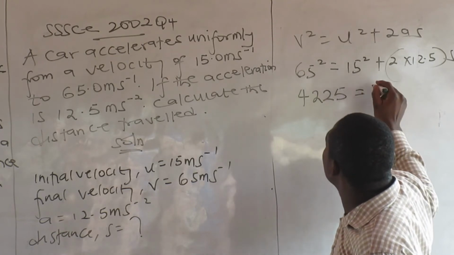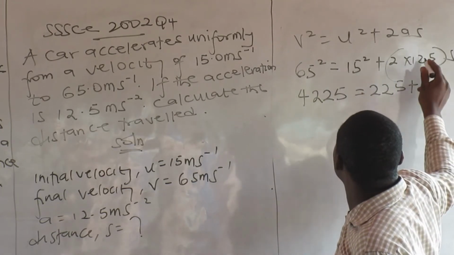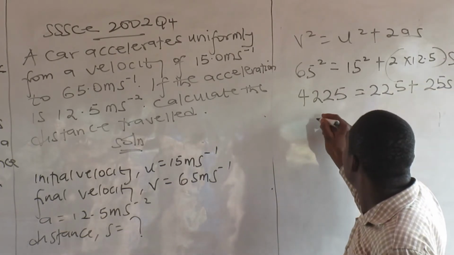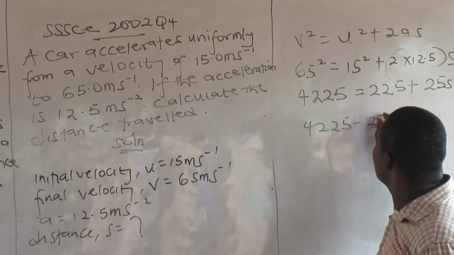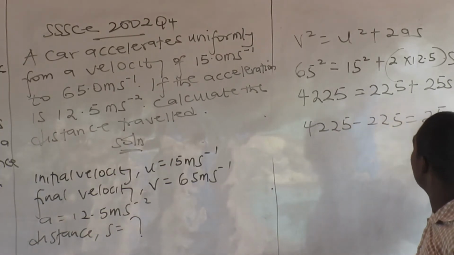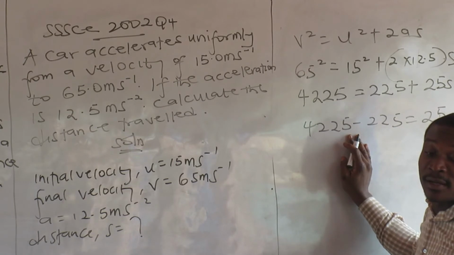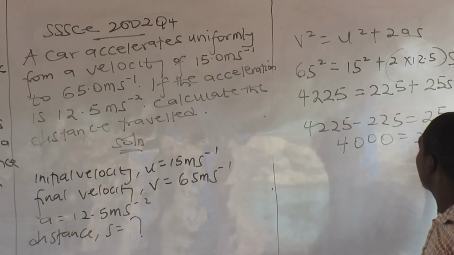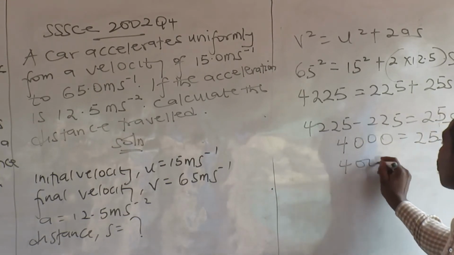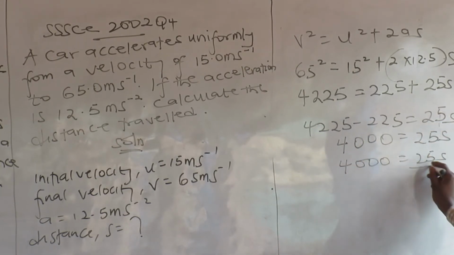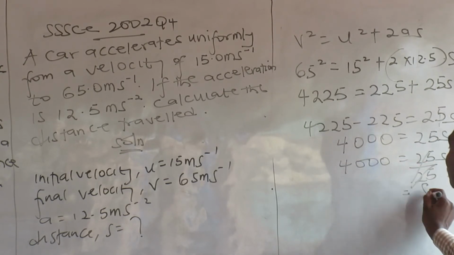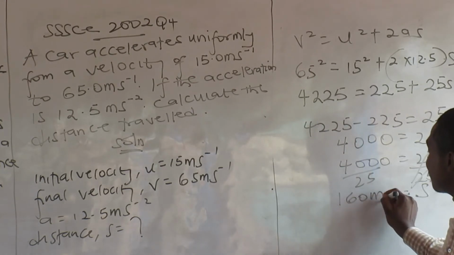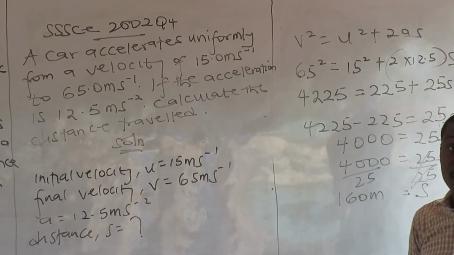4225. That is 225, right? Yeah. Plus 25s. Now 4225 minus 225 equals 25s. Now after subtracting, what are you going to get here? 400, 25s. So I have to divide both sides by what? 25. Why? Just to free my s. So what are you going to get here? 160 meters. That's right, because distance is in meters. Good.